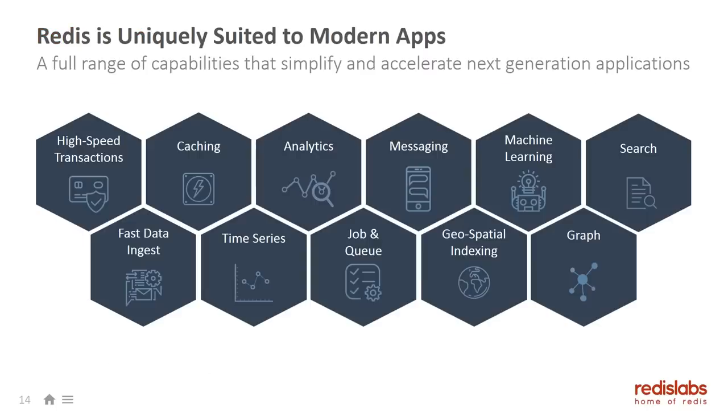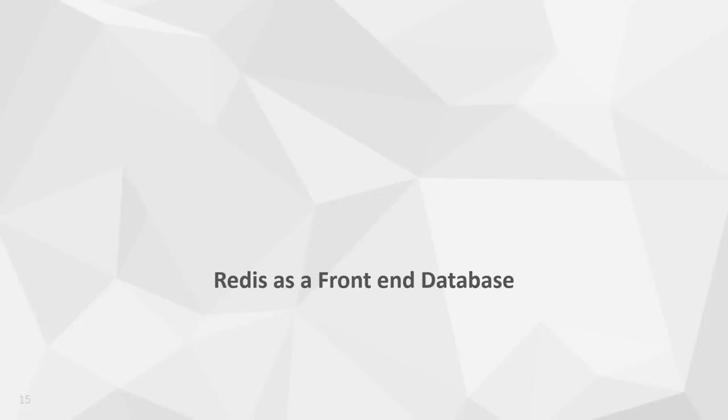Okay, now Redis is commonly used in many use cases. You can see some of the use cases here. It's used, as many of you know, in caching, high-speed transactions, real-time analytics, messaging. There is a PubSub. We'll do a demo later today. And it's used in many, many more use cases. Okay, so with that, let's look at some of the use cases.